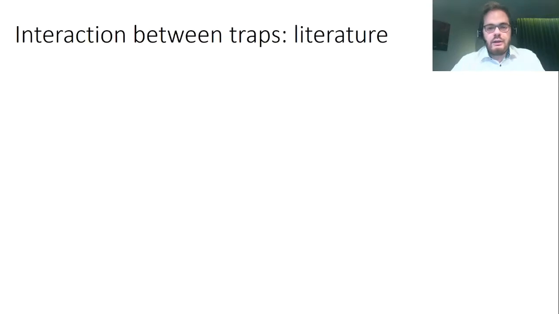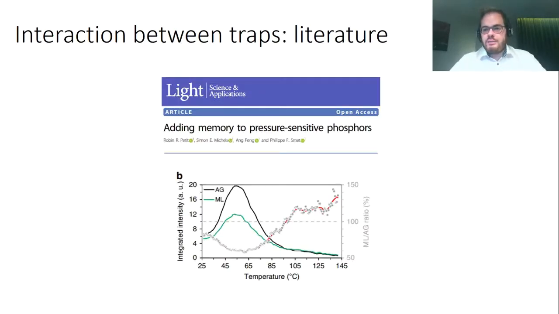And if we take a look in literature, there's plenty of examples where shallow trapping defects and deeper trapping defects actually interact with each other, or where reshuffling of a trap occupation occurs upon application of optical or mechanical stimuli. One such example has been reported by a colleague of mine in barium silicon oxynitride doped with europium, where a redistribution of the occupation from shallow traps to deeper traps occurs after the application of a mechanical stimulus, so after scratching the material.